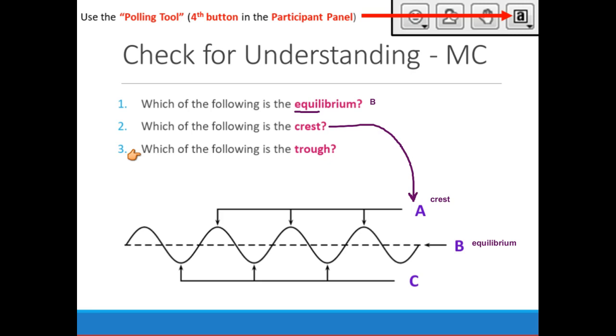Again, if you think about it like a horse trough, right? A horse trough literally has a dip in it that holds water, right? So think about what a horse trough looks like and find that on this diagram. Yes, this one is definitely going to be C, right? This right here is the trough.